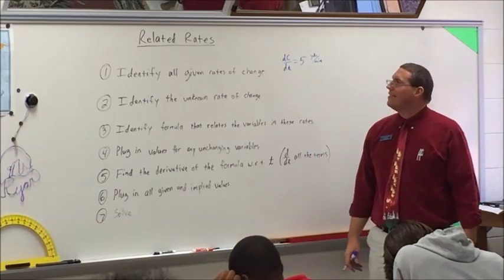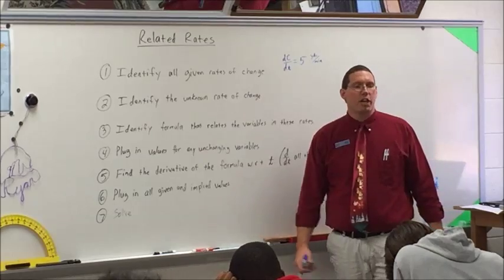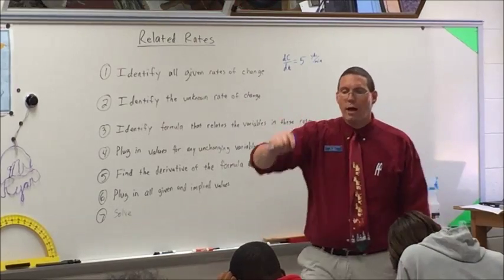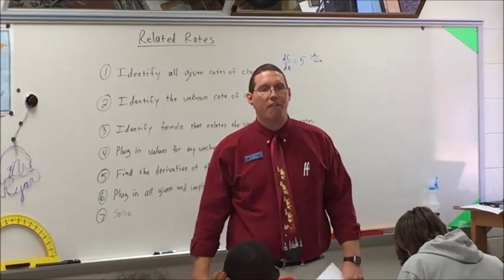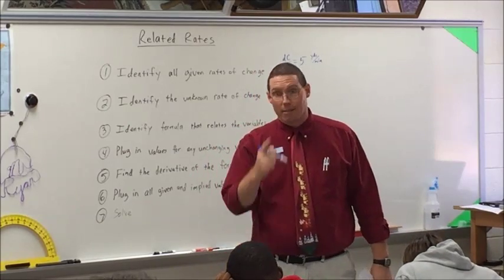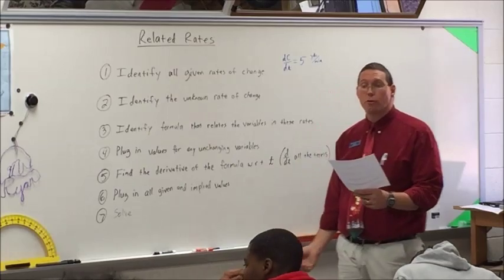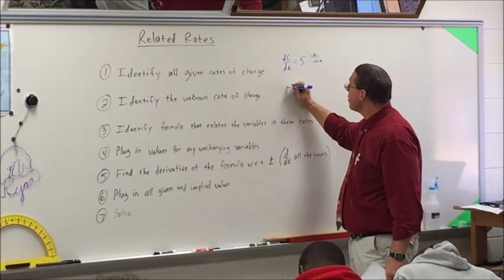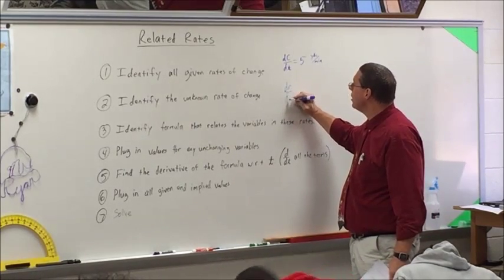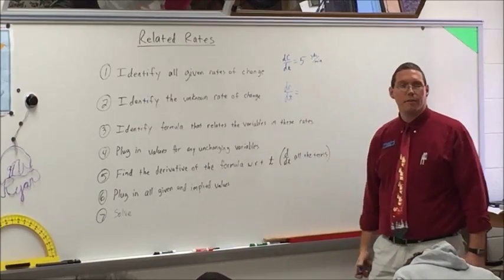Identify the unknown rate of change. Write it down. What are they asking you to identify? It says, at what rate is the radius of the circle growing? So they're asking for dr/dt. What is dr/dt?